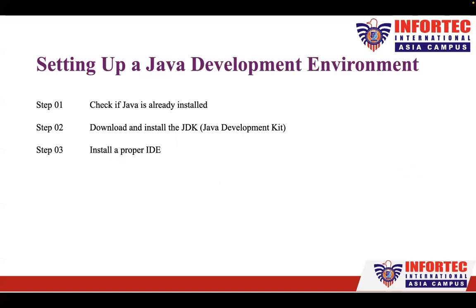So when it comes to Java development environment, basically we have 3 steps to follow. The 3 steps are: step 1, check if Java is already installed. You know, if you all are using someone's computer or if you all are using a school computer, sometimes someone has already installed Java. So before you install it, it's better to check whether it's available. So that is the first thing you should do. I will tell you how to do that thing.